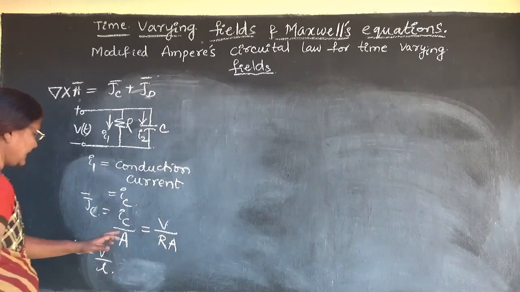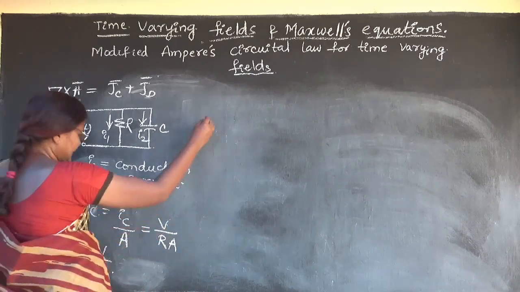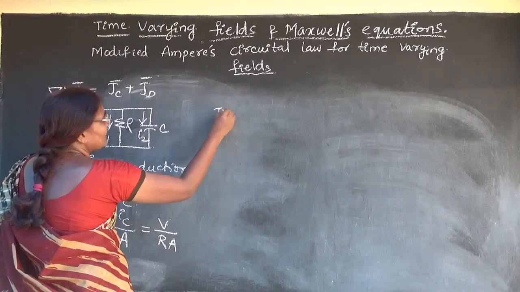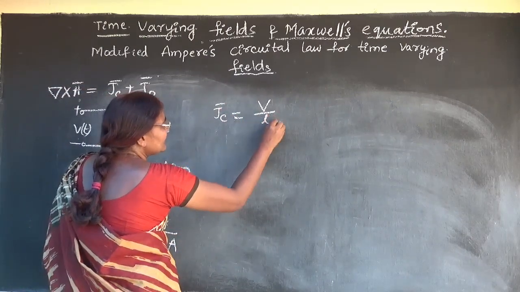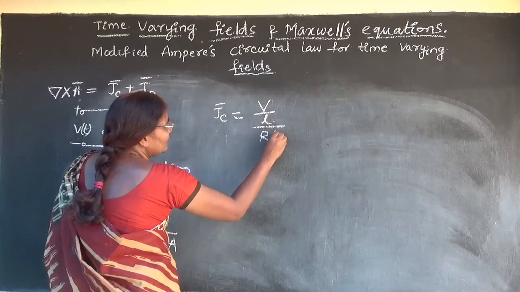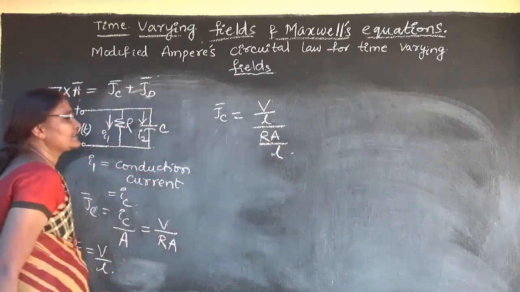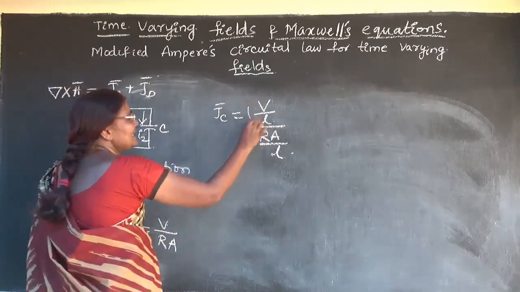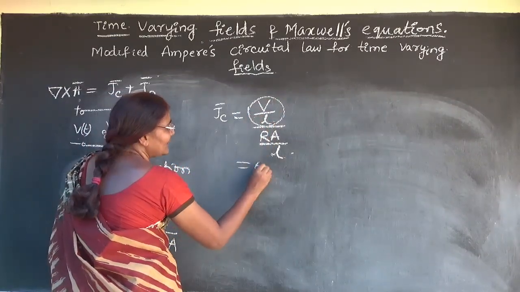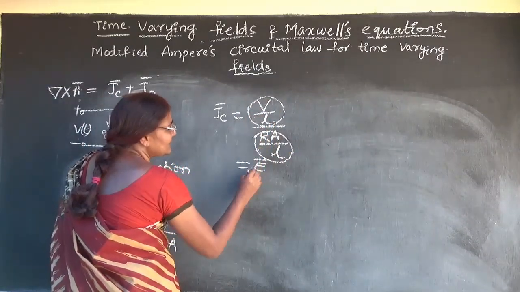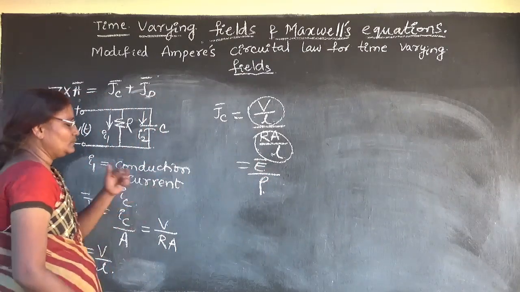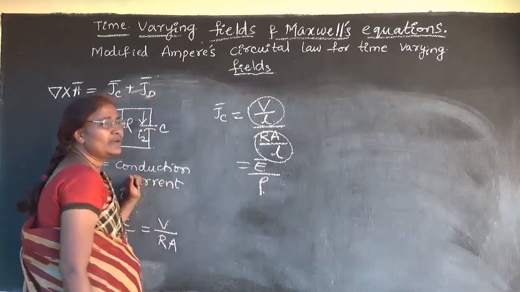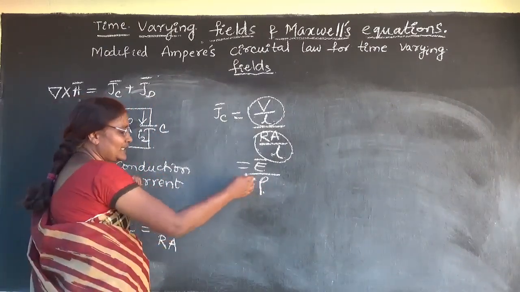Suppose I have taken this J_C bar is equal to, if I divide this with L, then what I will get? I will get this as E bar and this as rho. And you know what is rho? Rho is the resistivity of a material property.